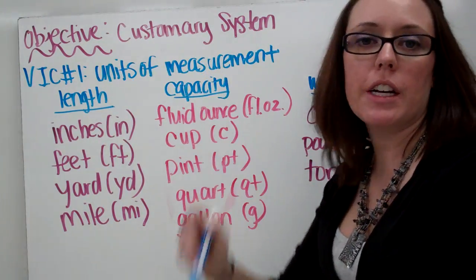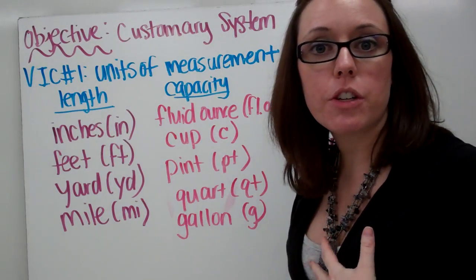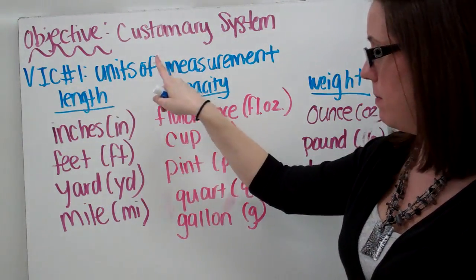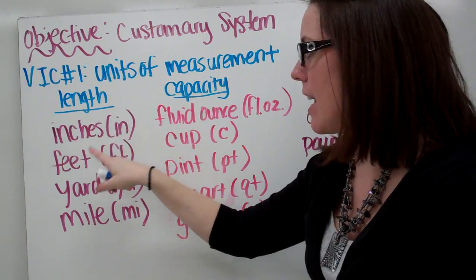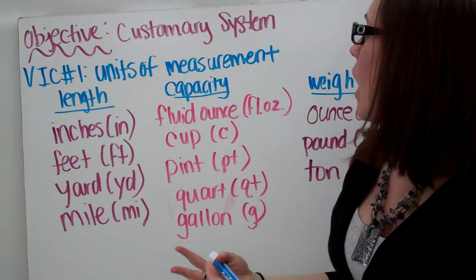Objective: the customary system, converting units within the customary system. The other day we looked at the metric system, so today we're looking at the customary system. Big number 1, units of measurement. The units of length: inches (IN), feet (FT), yards (YD), miles (MI).